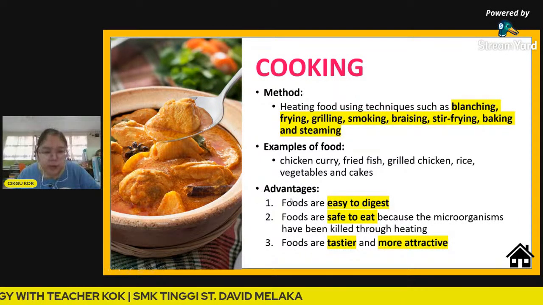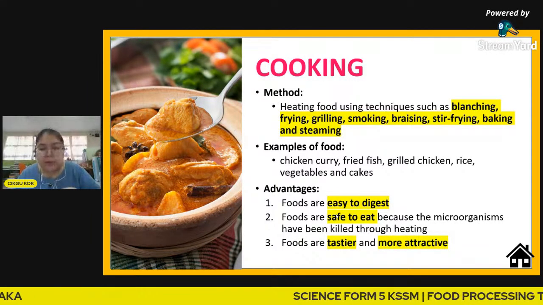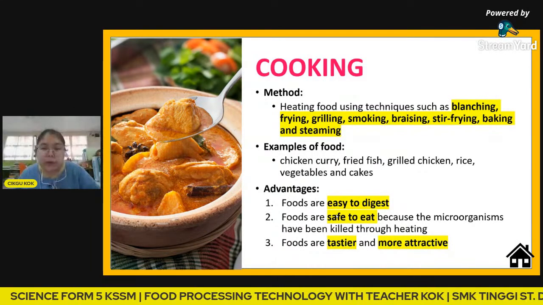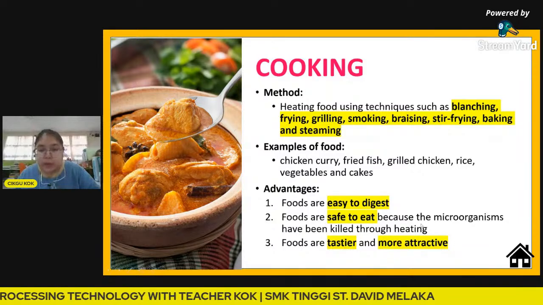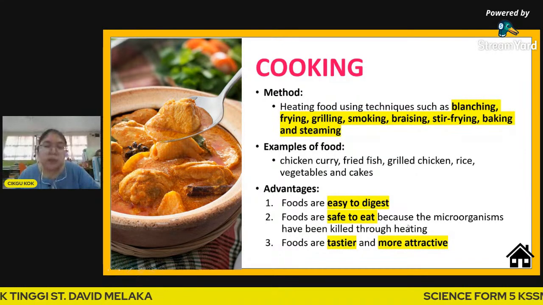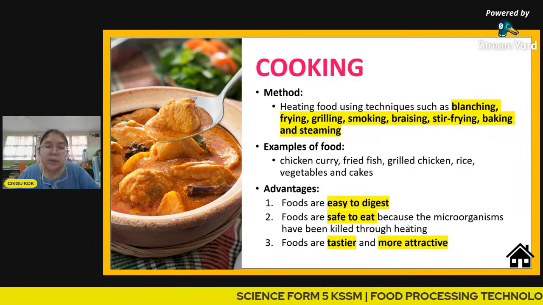Okay, what advantages do you get from cooking? First one, easy to digest. Normally with cooking, the prepared food becomes smaller. They cook until the food can be eaten. Number two, food is safe to eat because the microorganisms have been killed through the high temperature of cooking. So make sure all the microorganisms are killed. After that, you eat it, then it becomes safe.